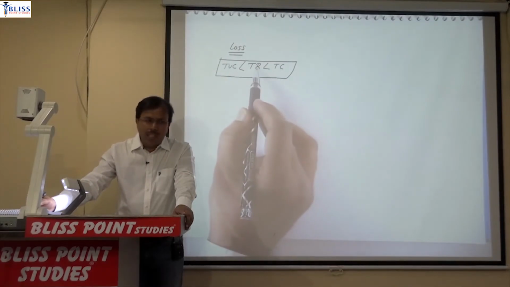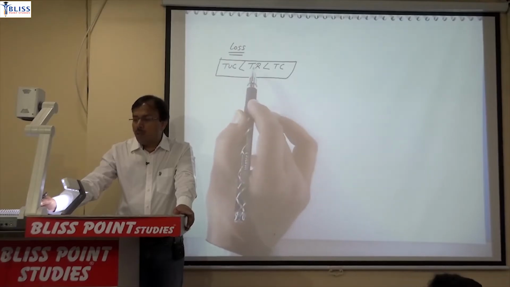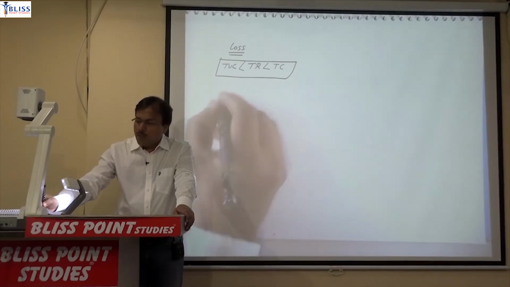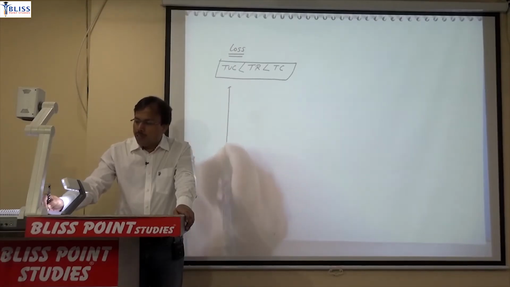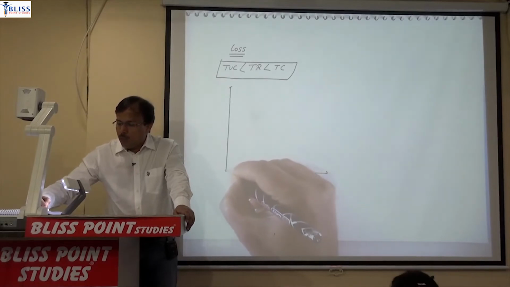So you have to show this condition in the graph now. TC should be greater than TR so that there is loss, but total revenue should be greater than total variable cost. So show that graphically. Draw the total revenue line straight.